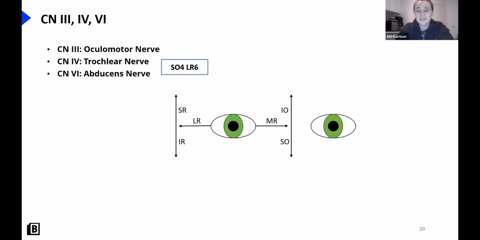Your lateral rectus does what it says on the tin, so it moves your eye laterally, or abducting, and that's supplied by your abducens nerve. And then your superior rectus and your inferior rectus are both supplied by your oculomotor nerve, and it moves the eye up and down respectively when your eye is already turned out.